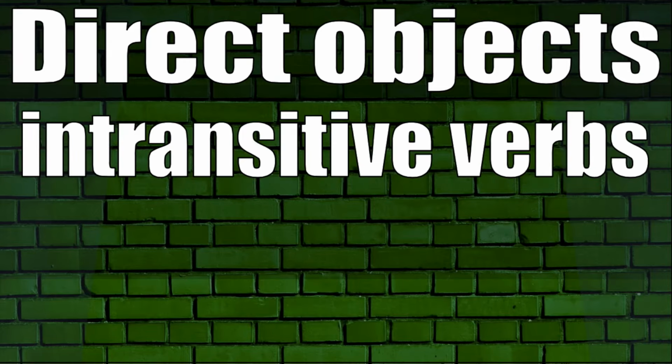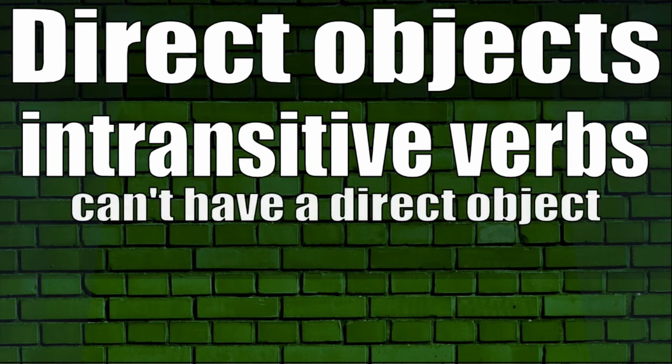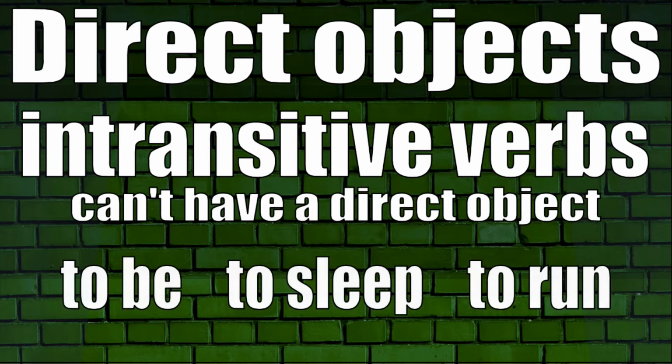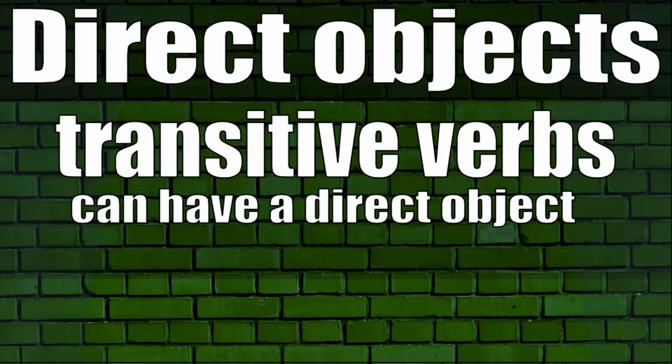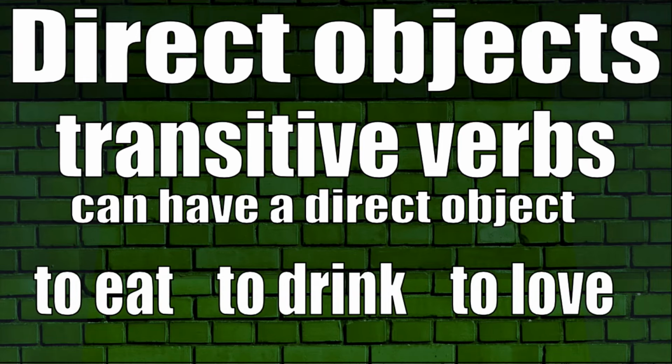All of the verbs I've taught you so far in Esperanto are intransitive verbs. What this means is they cannot have a direct object. These are verbs like to be, to sleep, to run. They can't have a direct object because they're not really performing an action to an object. Transitive verbs, on the other hand, can have a direct object. These are verbs like to eat, to drink, and to love.